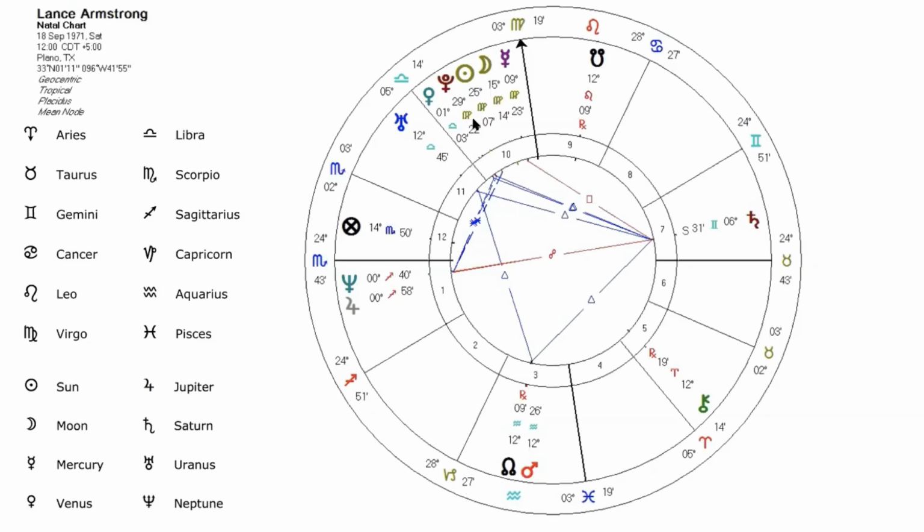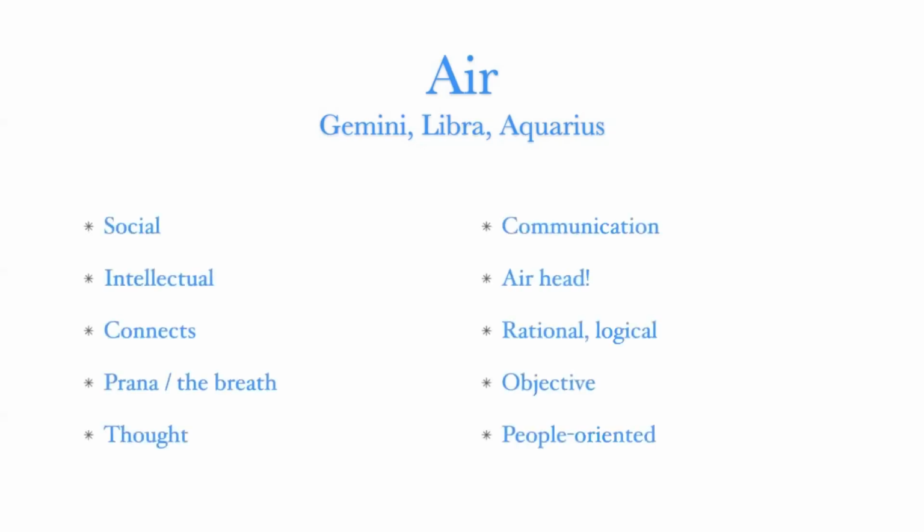He has a super interesting chart. And like I say, we're going to come back and look more in detail at that later. Just continuing the introduction to the elements. So the 3 air signs are Gemini, Libra, and Aquarius. And a bunch of air keywords for you.